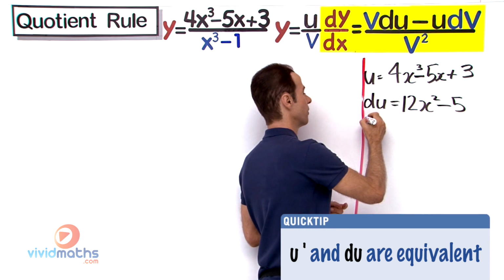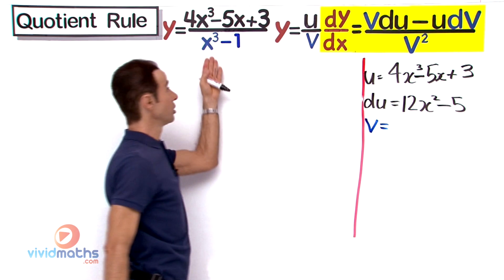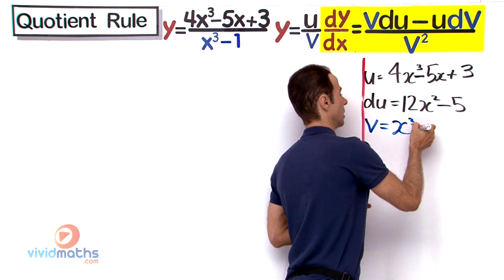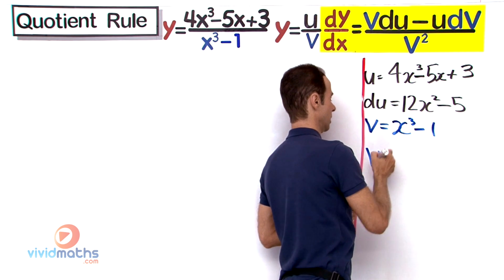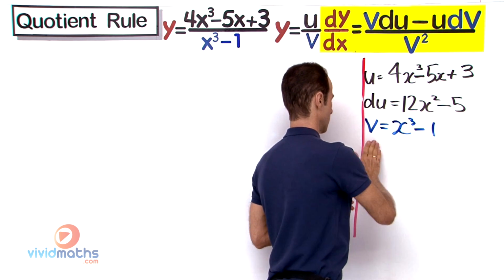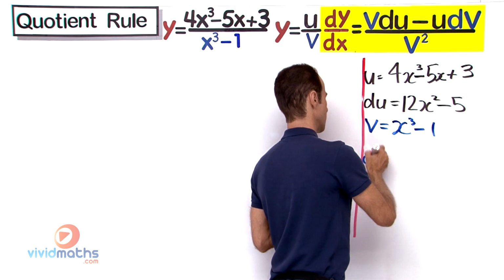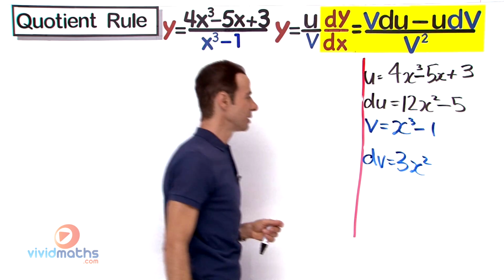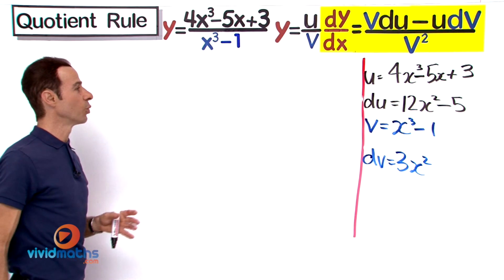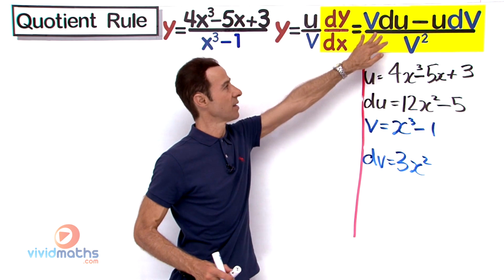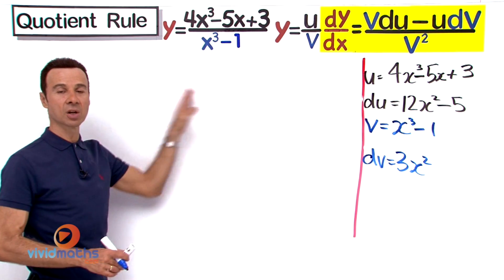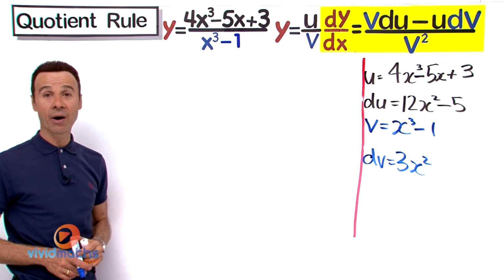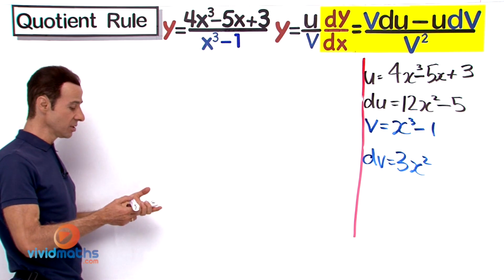Let's write down what v is. Now our v is the denominator right there, and that's x cubed minus 1. dv equals 3x squared when we differentiate. Okay, now we can just slot and substitute them into that rule. Let's do that across here. It's going to be quite long, and there's quite a bit of expanding, so we're going to be really careful with our substituting.